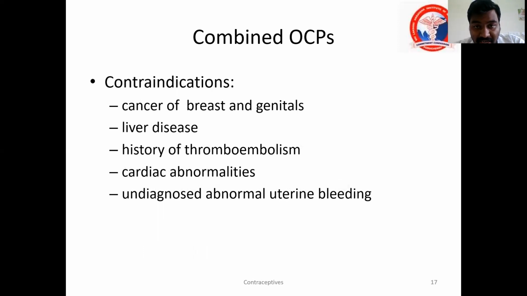So what are the contraindications? If you remember the two side effect profiles, thromboembolic events and the liver, we can write the contraindications. If the patient has any known liver disease, known history of thromboembolic event, or any cardiac abnormalities, they are all absolute contraindications. Those having breast cancer or cervical cancer are also contraindicated. And if they have any undiagnosed abnormal uterine bleeding, also contraindicated.